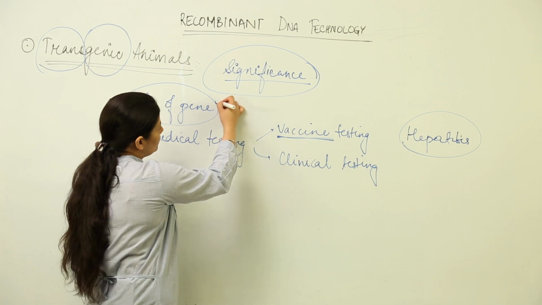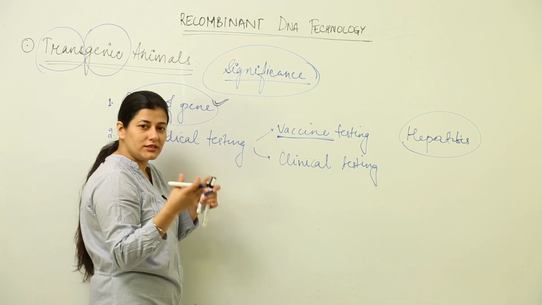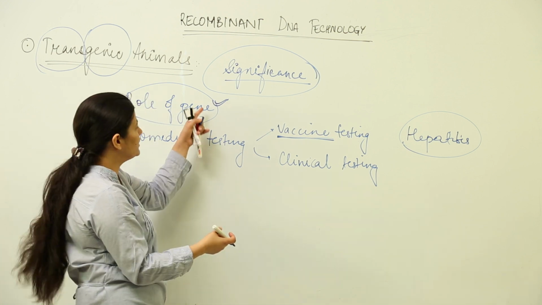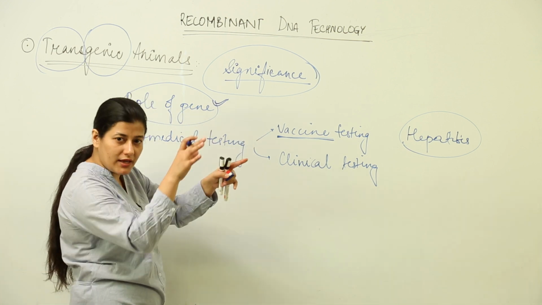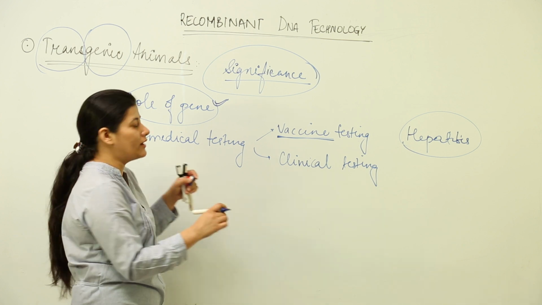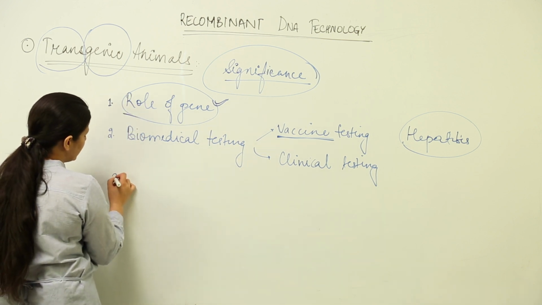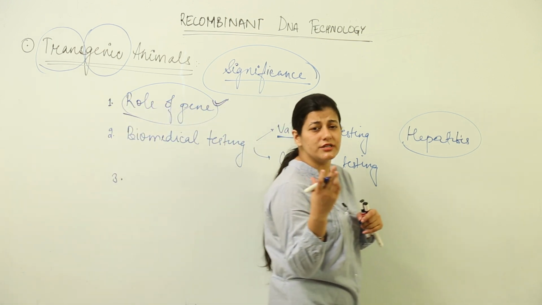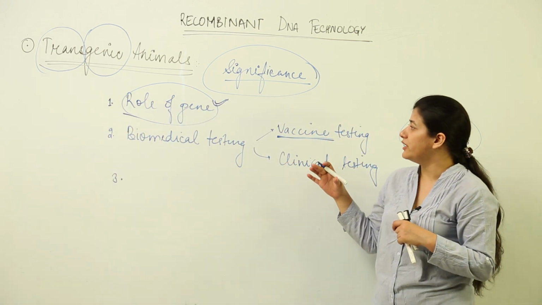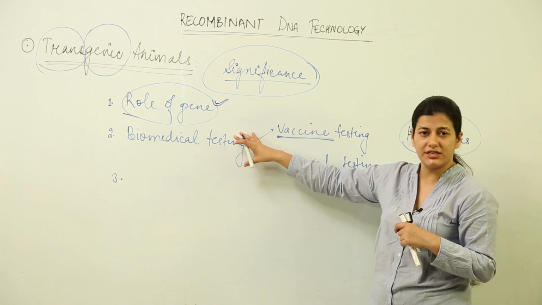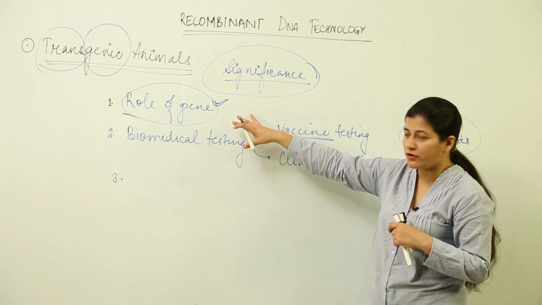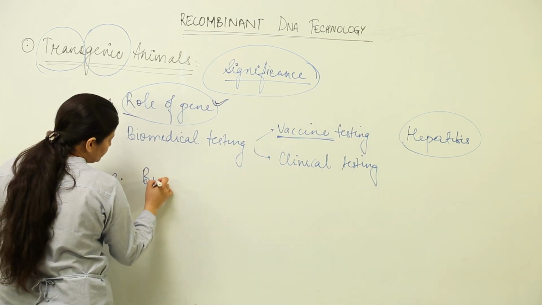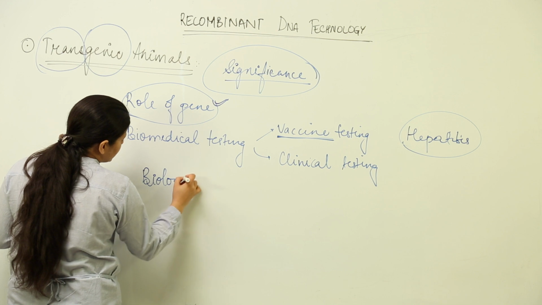So you can decipher that also by incorporating the same gene into a transgenic animal, obtain the animal, then see the effect of that gene in that animal, and you get an idea what the gene is all about. Then we have the third significance: supposedly, you have seen the role of the gene. What about the product?